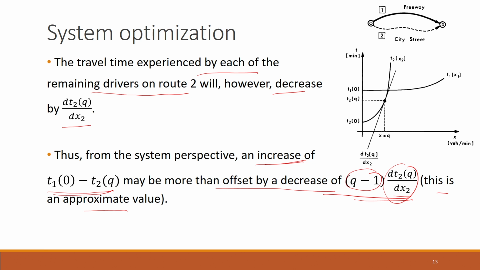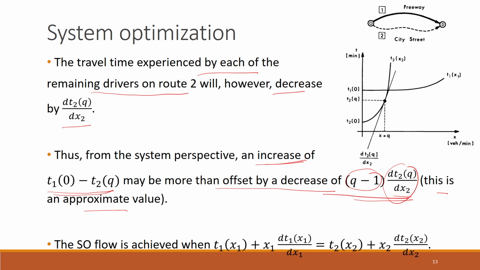Okay. And therefore, the system optimization flow will be reached when t1 plus x1 times the derivative of t1 is equal to t2 plus x2 times the derivative of travel time 2 with respect to x2. Okay. So the main point here is that in the user equilibrium solution, every traveler tries to minimize their own travel time, but in system optimization, it might be the case that some of the travelers might have to travel longer so that the overall travel time is minimized for the network.